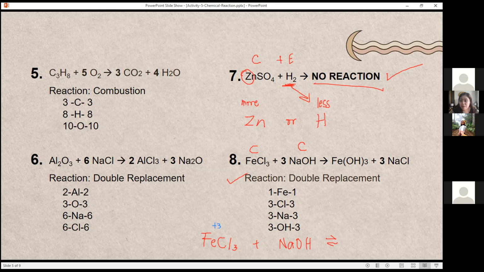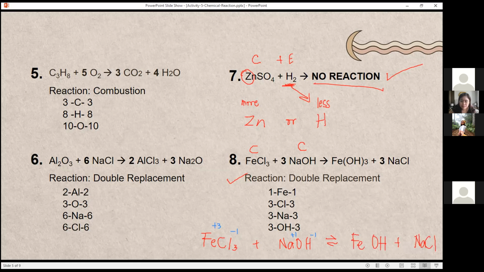3 is coming from iron. So positive 3, this is negative 1 here. Sodium is positive 1 and hydroxide is negative 1. So if mag-exchange sila ng partners, Fe will now partner with the OH kasi positive and negative, plus sodium will now partner with Cl. So that's the first thing to do before ka maglagay ng subscript.